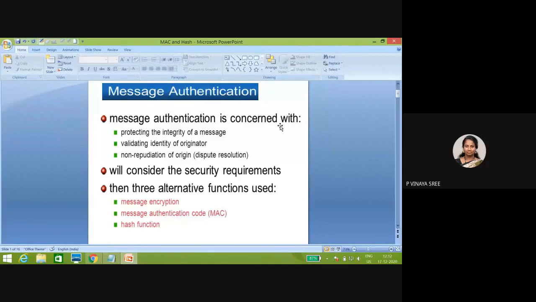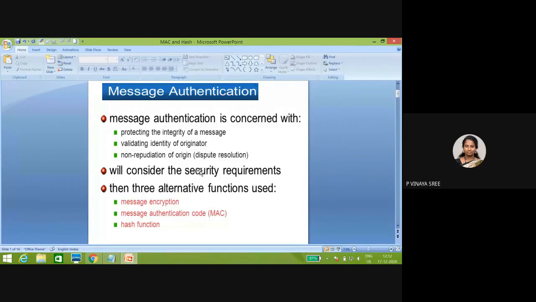So we started the third unit. In the third unit, why there is a need for studying this topic is message authentication. It is used for protecting the integrity of a message, validating the identity of the originator, the source, and non-repudiation of origin.